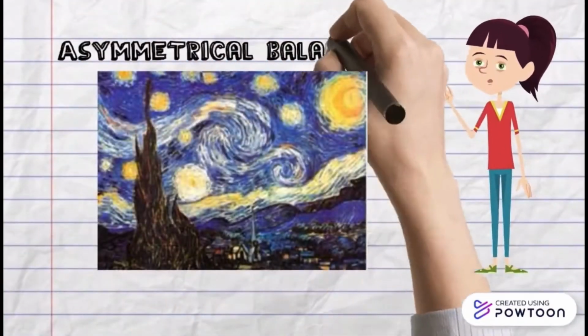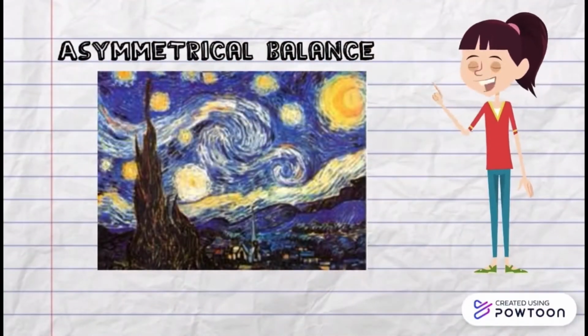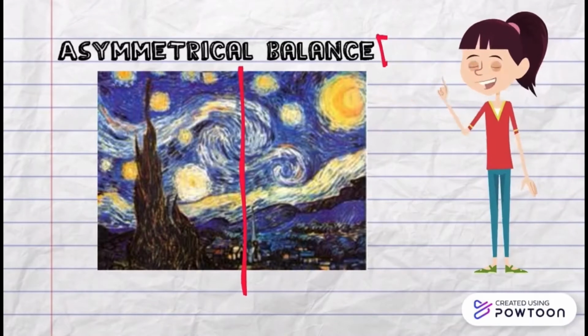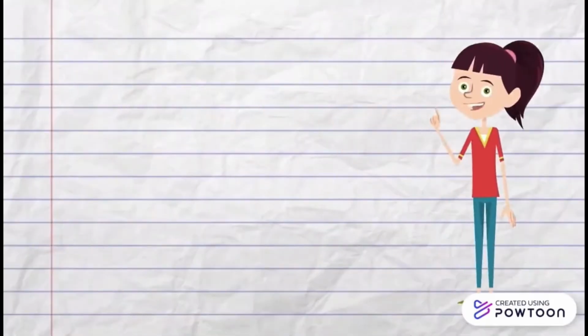Let's first take a closer look at asymmetrical balance. This Vincent van Gogh painting is a great example of asymmetrical balance in art. The composition is not the same, but it appears to have equal visual weight on both sides.